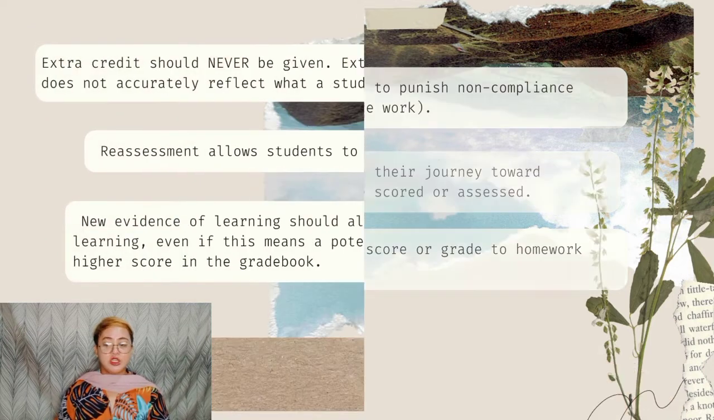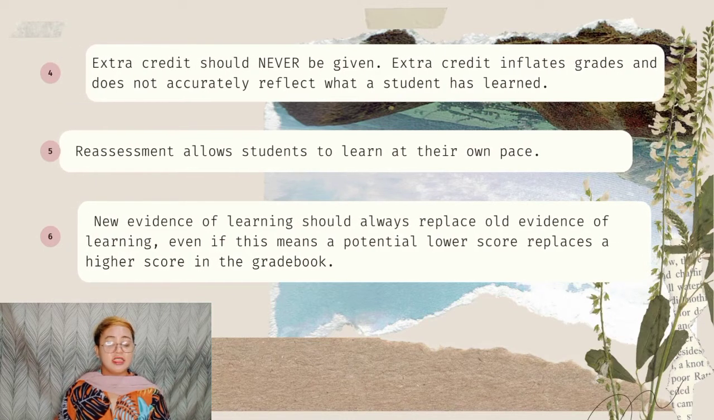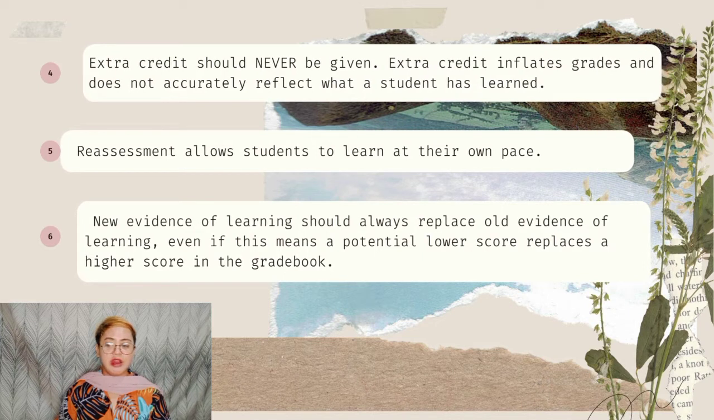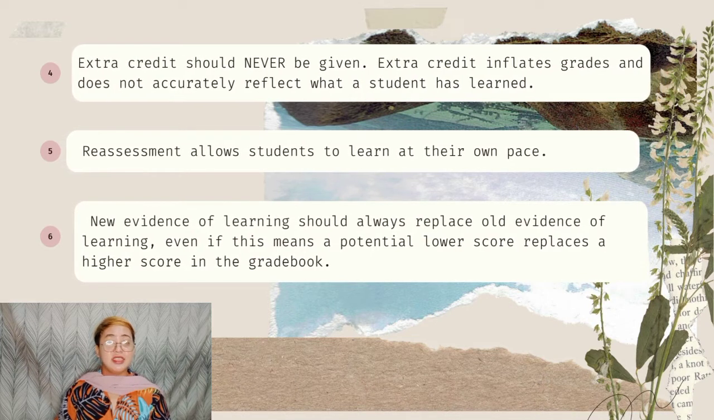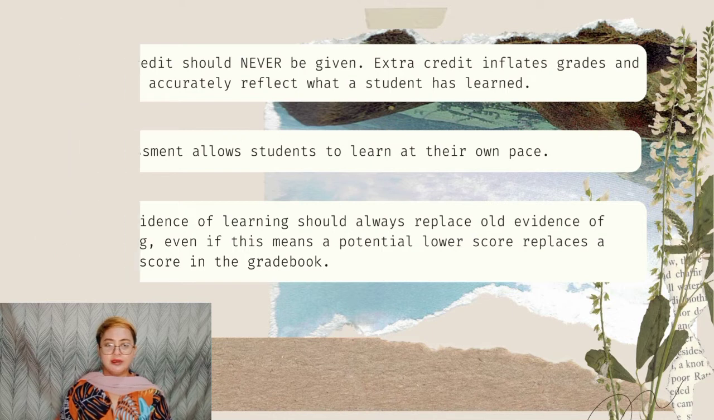Fourth, extra credit should never be given. Extra credit inflates grades and does not accurately reflect what a student has learned. Fifth, reassessment allows students to learn at their own pace. And lastly, new evidence of learning should always replace old evidence of learning, even if this means a potential lower score replaces a higher score in the grade book.